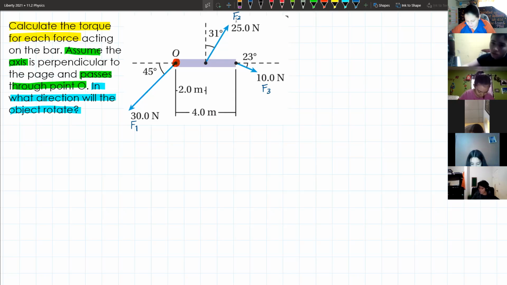Now, I'm going to take my first force and I will represent the components. Okay. So for this force, I will have my component in X right there. I don't like how it looks. Wait.